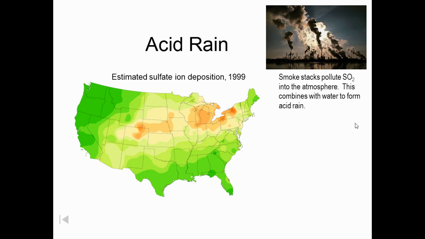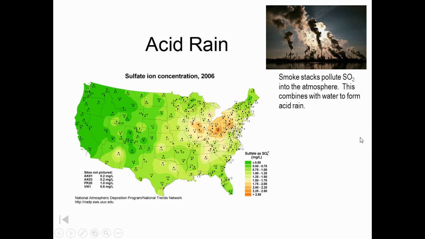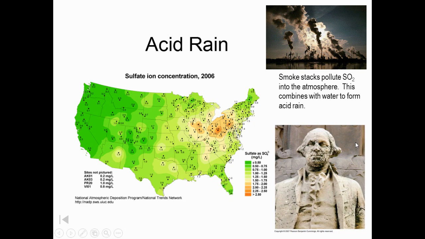We mentioned earlier about these smokestacks that pollute sulfur dioxide. You can see all that pollutant going up the smokestacks. And when that sulfur dioxide gas combines with water, that is what gives us a lot of the acid rain. Now we're looking at sulfate ion in 2006. If you've been paying attention, these levels from 1999 to 2006 have gotten less and less. So we are making progress on acid rain.